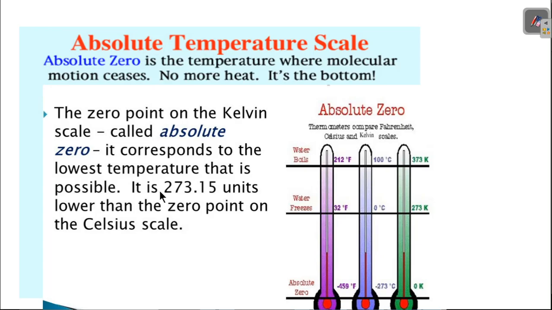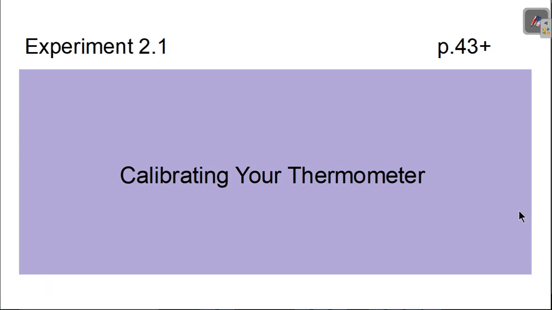So it's not infinitely precise. You need to take into account the position or the number of significant figures. Okay. Now, you are going to be doing experiment 2.1 on page 43, and it's going to be about calibrating your thermometer. Please be careful, read all the instructions, always read the instructions.